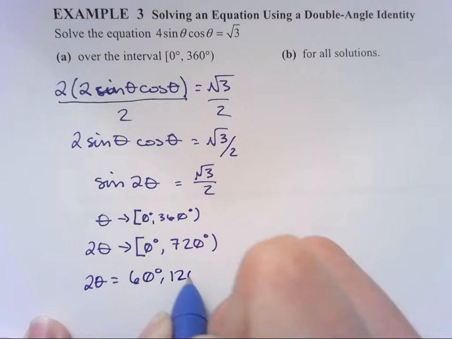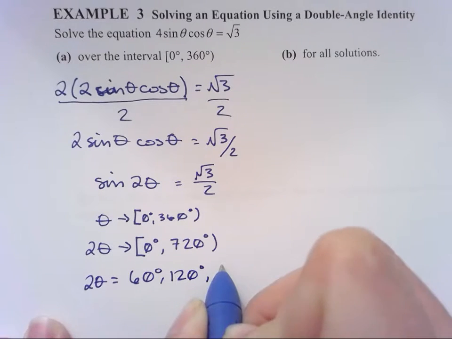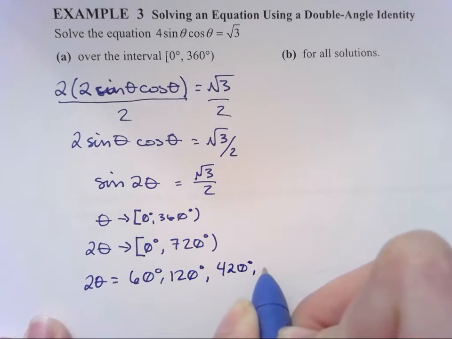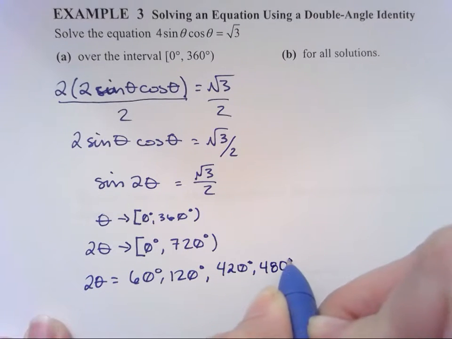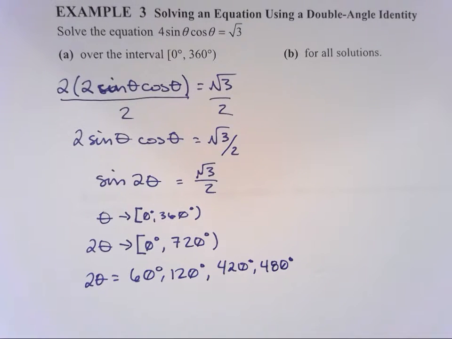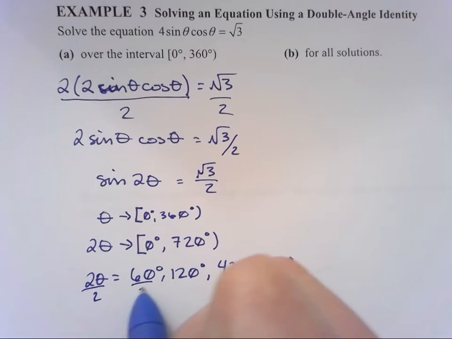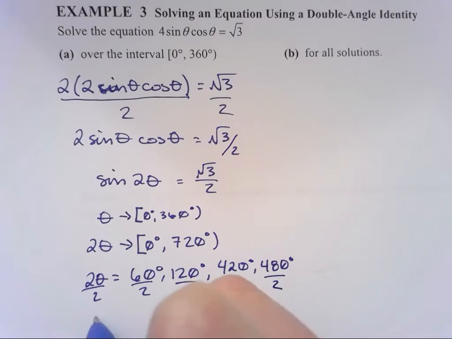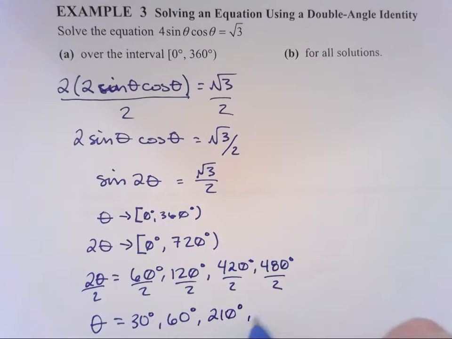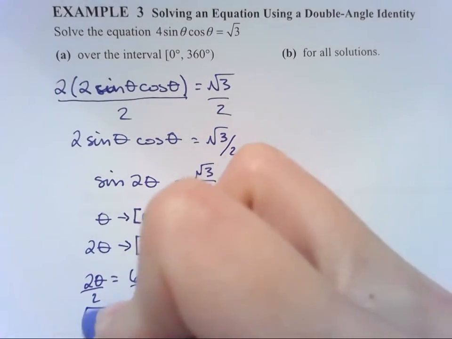Okay. Well, 2 theta is 60 degrees, 120 degrees, 420 degrees, and 480 degrees. Divide everything by 2. You get theta equals 30 degrees, 60 degrees, 210 degrees, and 240 degrees. Alright, so that's if I want the answers in a specific interval.